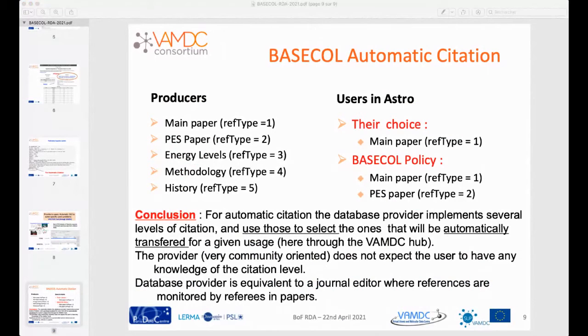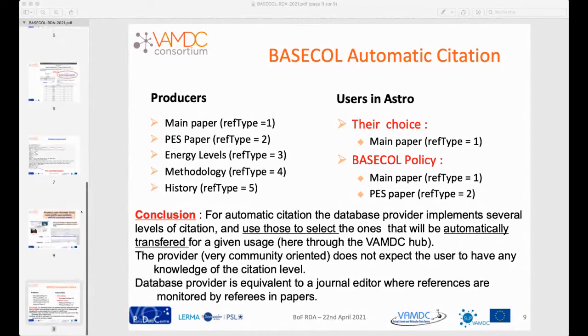So the main choice of the astrophysical user would be to cite only the database, the main paper, and the database. And the BASECOL policy is rather to say, okay, you cite the main paper, but there's been a lot of work going on into step 1 of the calculation, so you should cite as well the second paper plus the database. So what we are doing as a basic step right now is just to make the database make a choice.